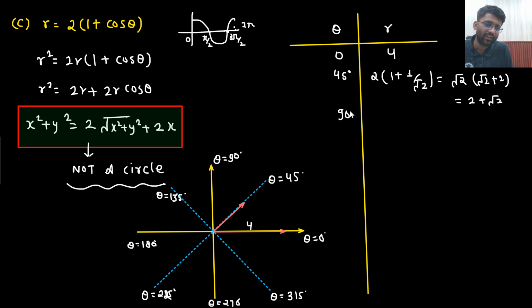When theta equals 90 degrees, cos 90 is 0. The distance would be 2. 2 plus under root 2 is surely greater than 2, no? So the distance would be 2.